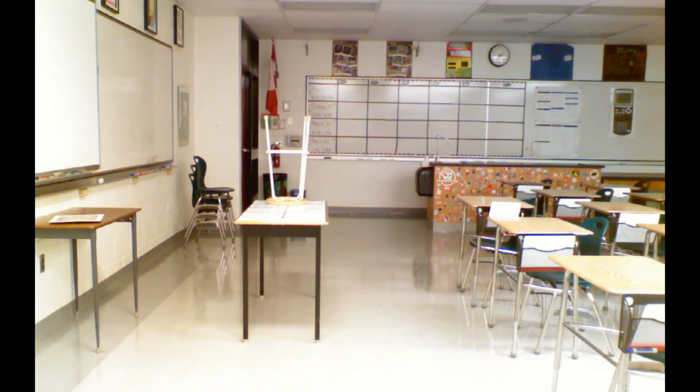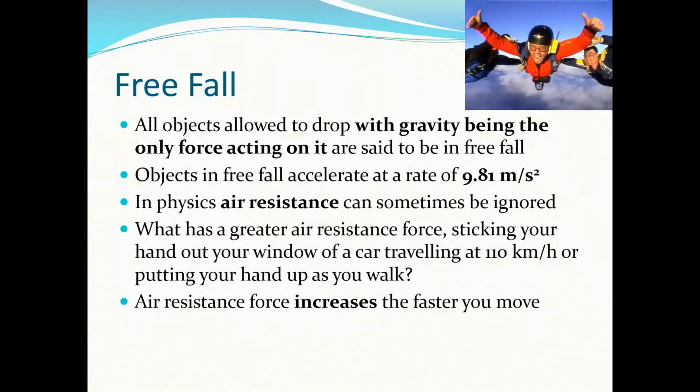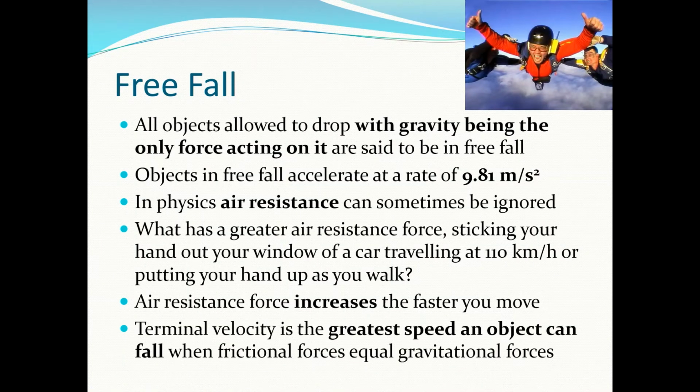So air resistance affects different shaped objects and different massed objects differently. The way we analyze this is by using the term terminal velocity. Terminal velocity is the greatest speed an object can fall when frictional forces equal gravitational forces.